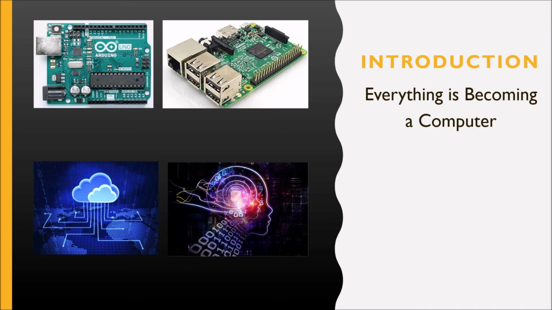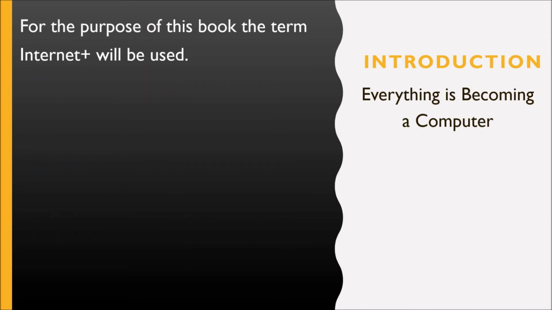So for the purpose of this book, the term Internet Plus is going to be used. Internet Plus is talking about the devices that are connected to the Internet of Things, or the Internet of Everything. So whenever you see in future chapters this term Internet Plus, it is going to be talking about the total connectivity of our devices nowadays.